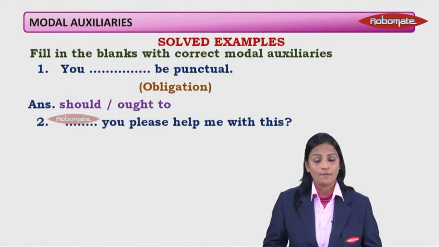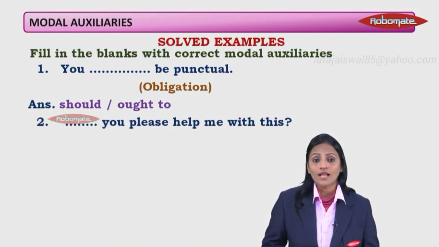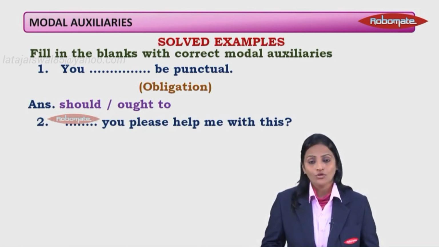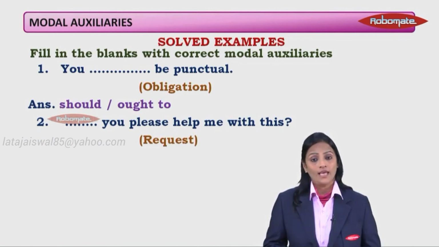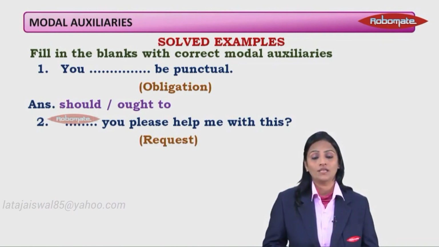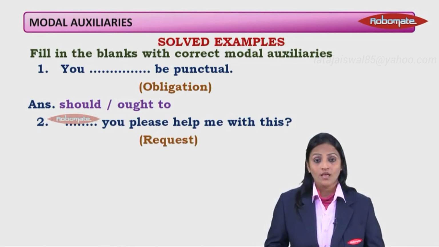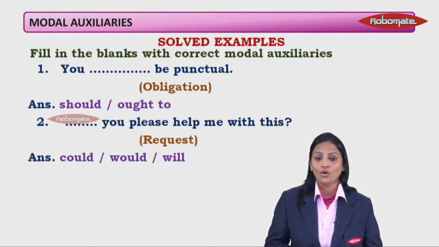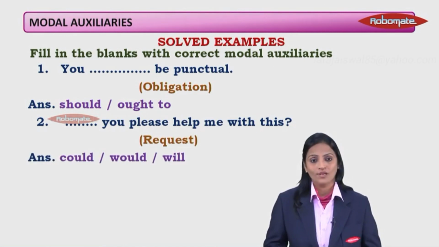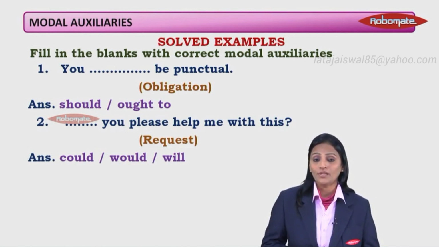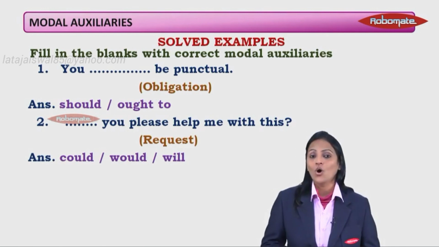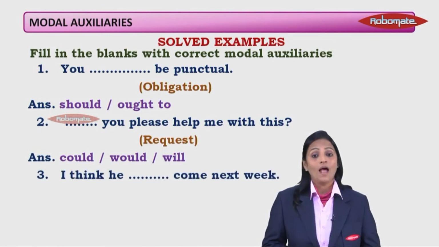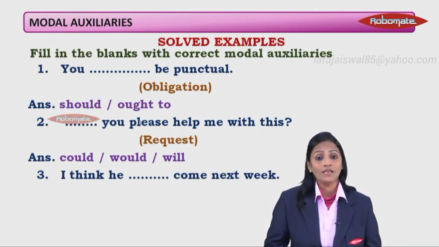The next one, dash you please help me with this. Now this looks like a request because you want help. So you are asking for help. Therefore it is a polite request that you have to actually express. You have to use a modal auxiliary expressing request. Remember students, we had three options. Could, would, will. All three would be correct. Could you please help me with this? Would you please help me with this? And will you please help me with this? All three are correct.